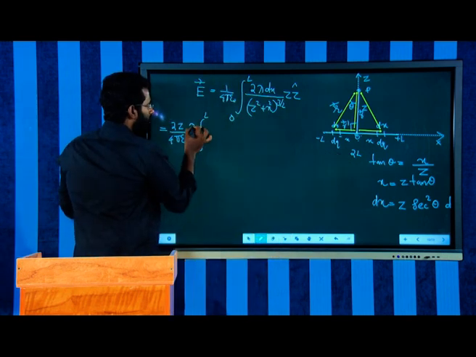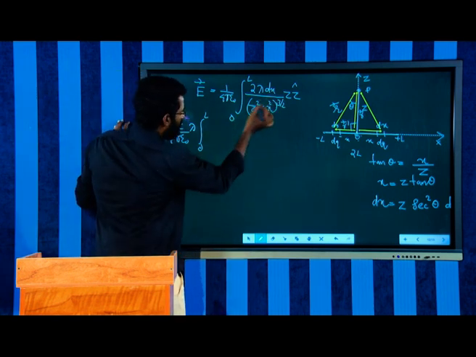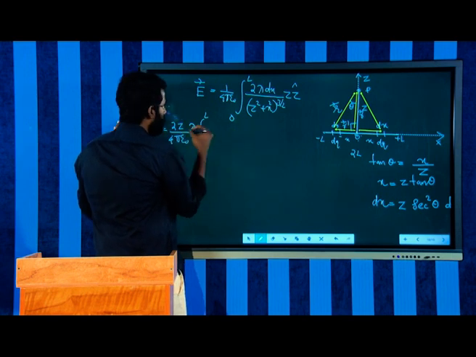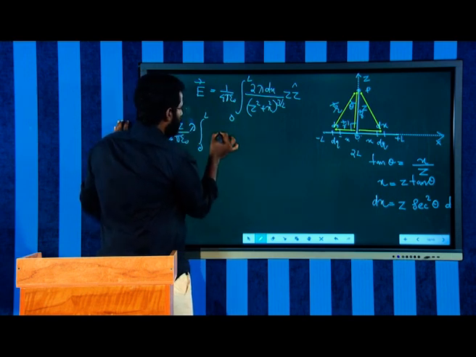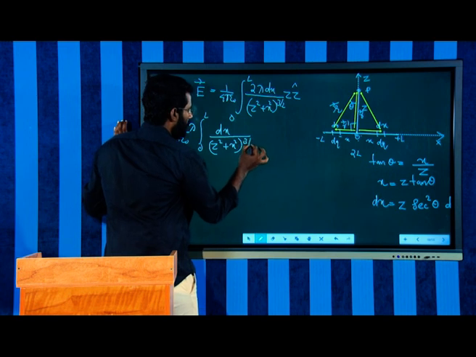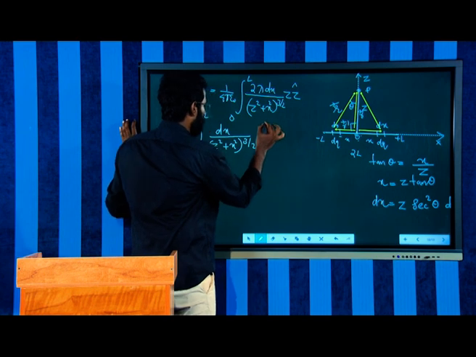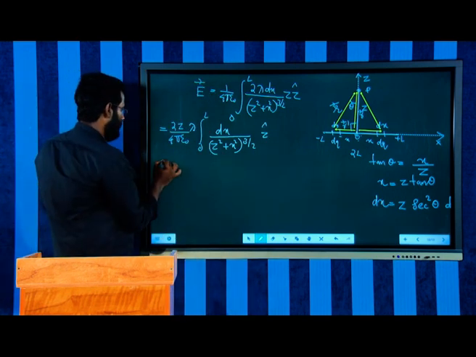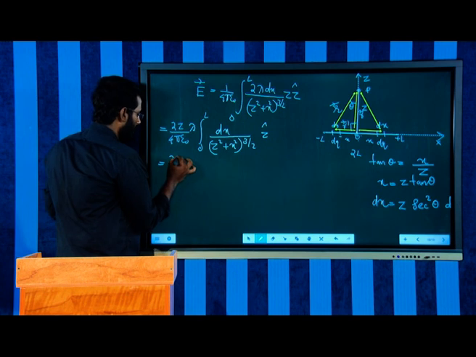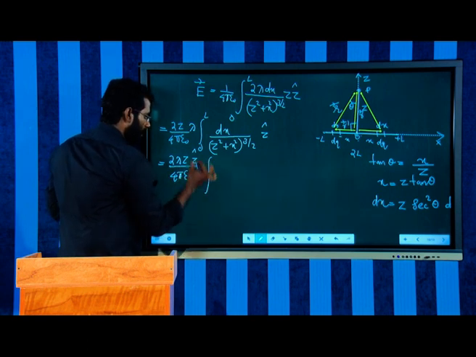Then what is the remaining thing, that is 0 to L dx, the direction is also a constant, so later we can take it outside. So, dx divided by z square plus x square the whole raised to 3 by 2 into z cap. Now, let us substitute the values, which is equal to 2 lambda z, I am taking that z cap also, divided by 4 pi epsilon 0 into integral.